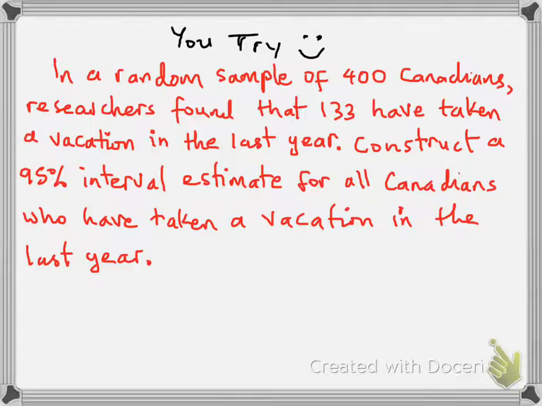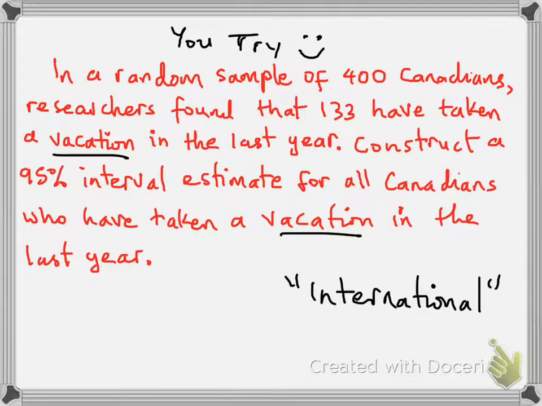Okay, so what did you do? Let's read the question first of all. In a random sample of 400 Canadians, researchers found that 133 have taken a vacation in the last year. Construct a 95% interval estimate for all Canadians who have taken a vacation in the last year. So by vacation, I mean international vacation here. Okay, so they've traveled to Mexico or they've traveled to the United States, something like this.